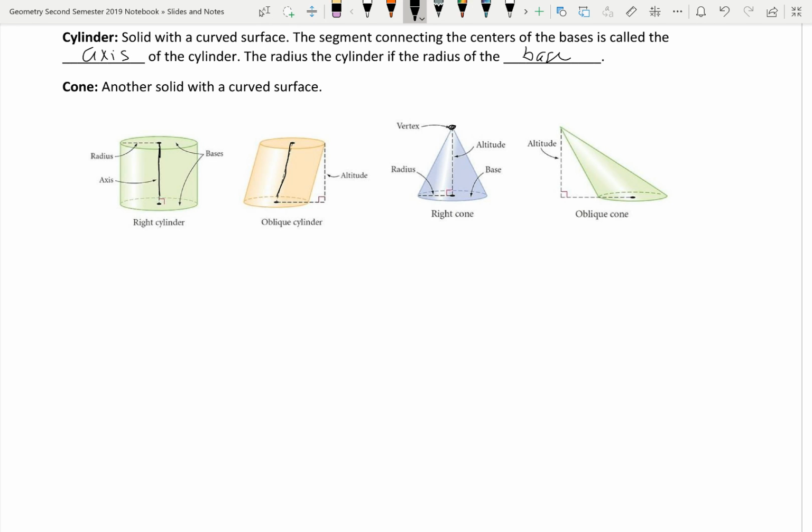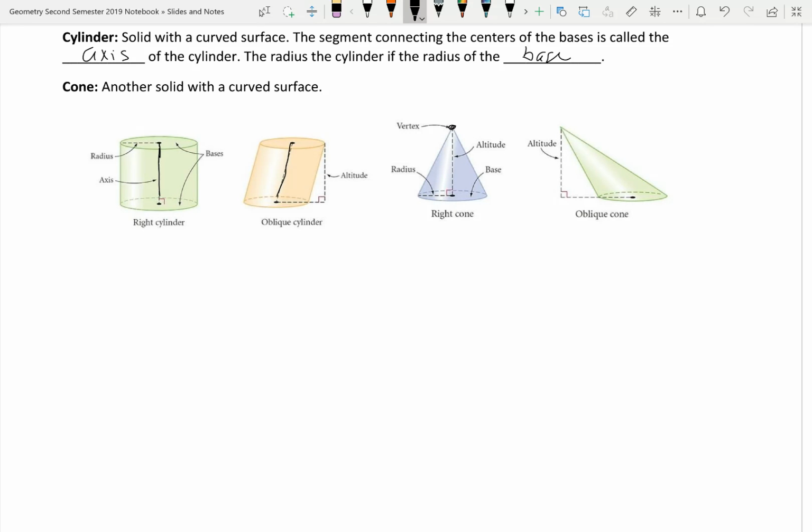Are cylinders and cones polyhedrons? No, they are not. Polyhedrons consist only of flat surfaces or polygons. So if it has a curved surface, it is not a polyhedron.